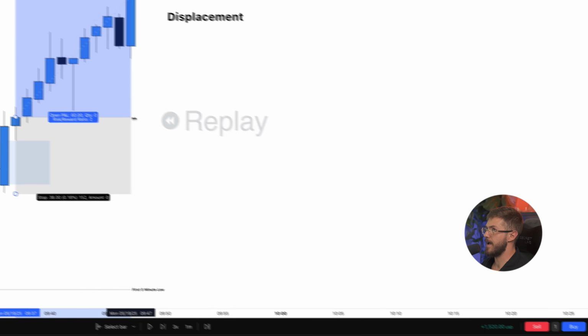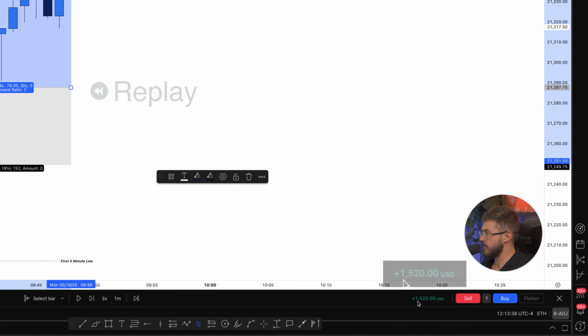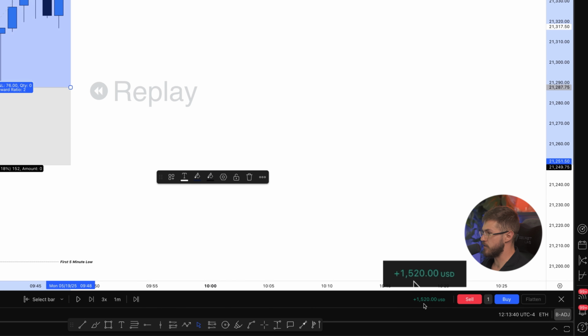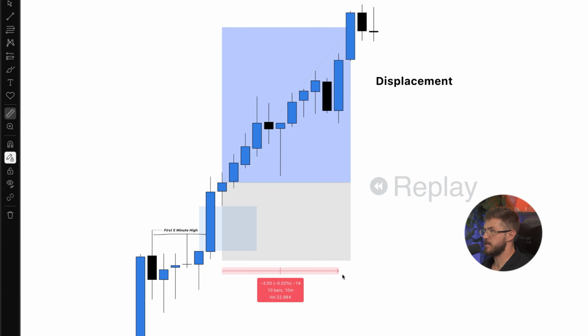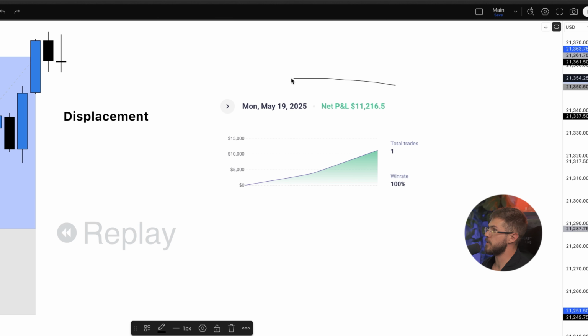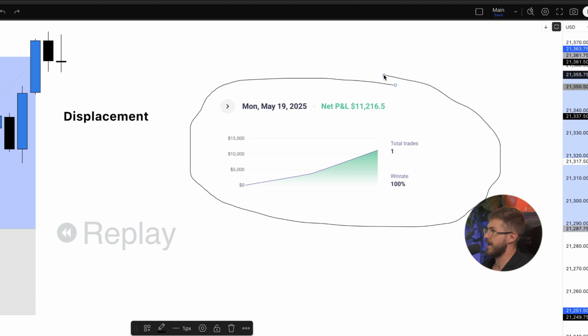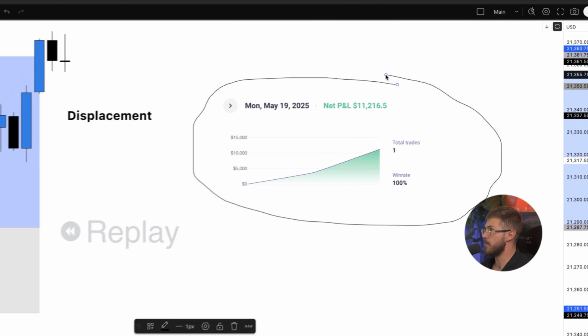And that's exactly what happened on this day. And you can see right here, you would have made $1,520 in about 11 minutes. Not a bad work day if you ask me. And if you didn't notice, one of the profit slips that I showed you earlier was from this exact day, May 19th. And you can see that I made $11,000 on this trading day.